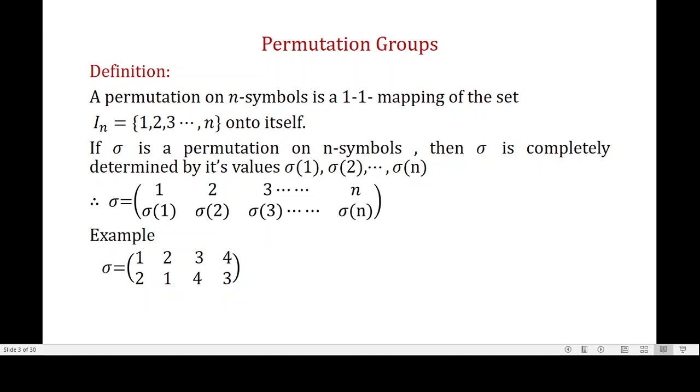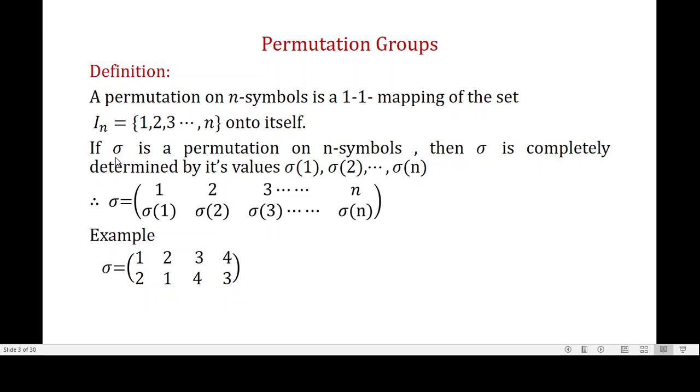A permutation on n symbols is a 1-1 mapping of the set consisting of 1, 2, 3, etc., n onto itself. Okay, it is a mapping. Permutation, it is a mapping. The set has n symbols. So in the set there are n elements. So a mapping of the set onto itself is known as a permutation.